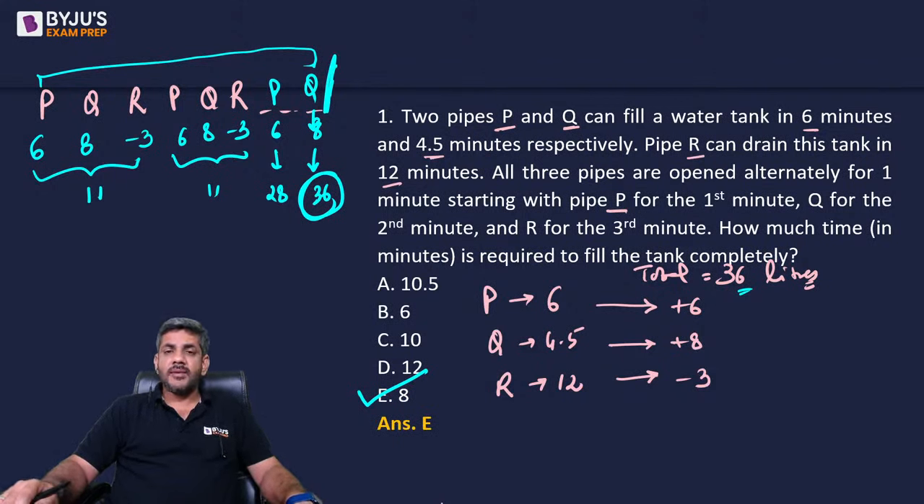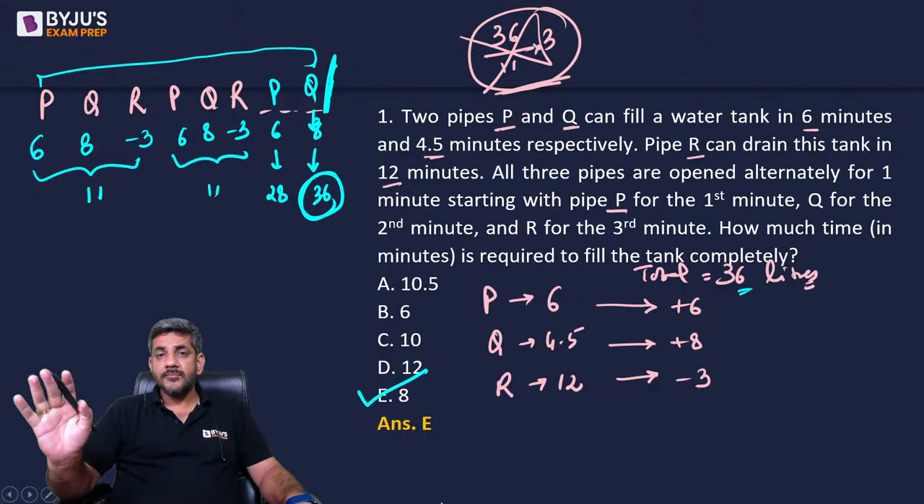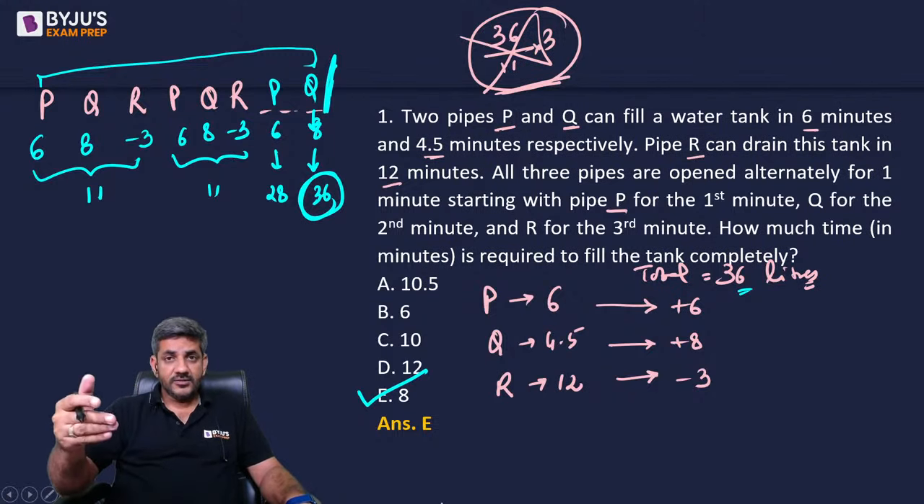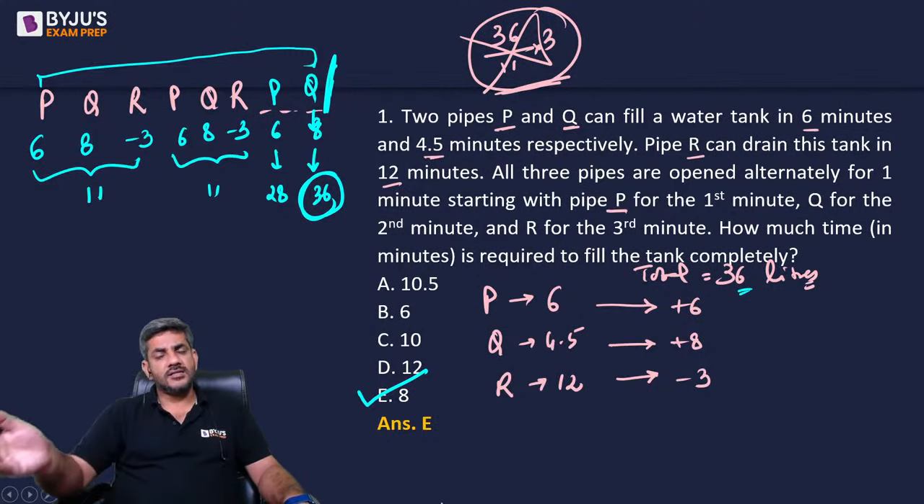Now, in this question, many people make a mistake: they divide 36 by 11 and multiply by 3, and by that logic they get the answer. This is wrong. I'm sure you have all read that when the job is being done alternately, you do not straight away use this formula: if total work is done in these many days, so one unit will be done in these many days, and these many units will be done in these many days.